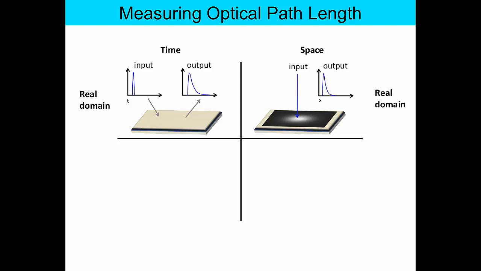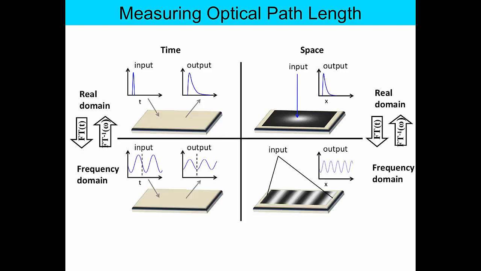We work in either the real domain, where you can take an input function in time and measure an output function, where we're looking at the dispersion of a pulse. Or in space, we can take a point of light, just like this laser that's pointing up there, and we can look at how it spreads out in space. We can measure that with individual fiber optics as we're working in the real domain.